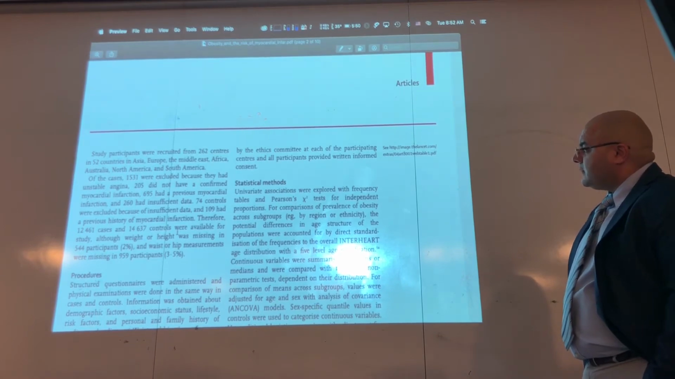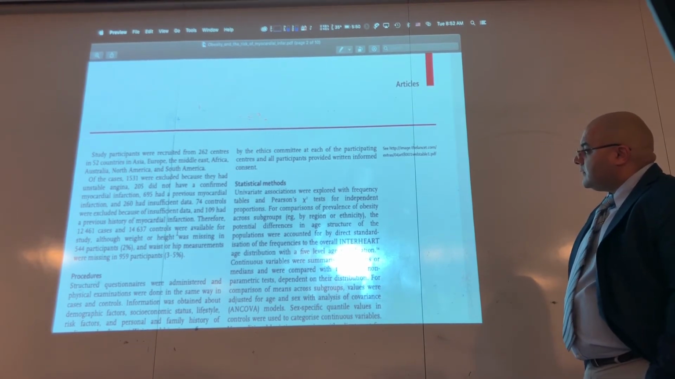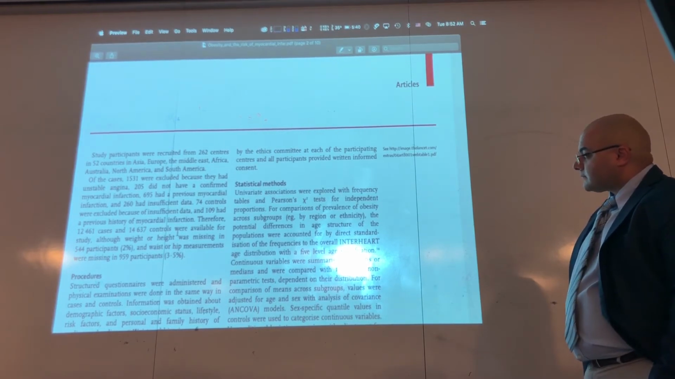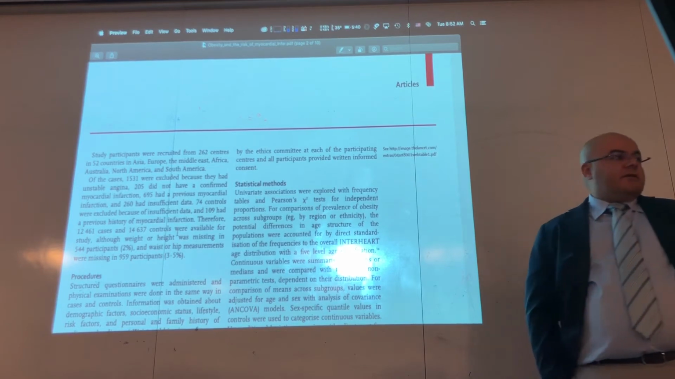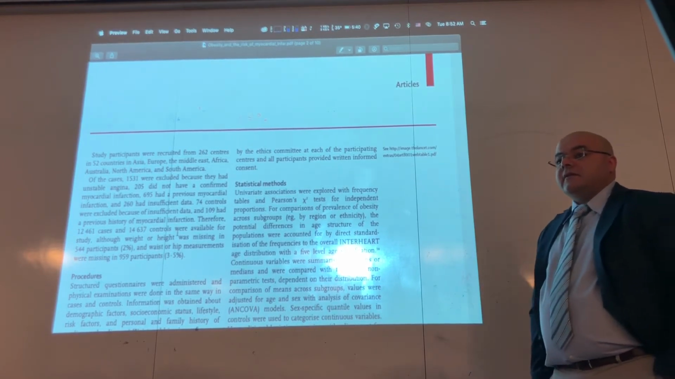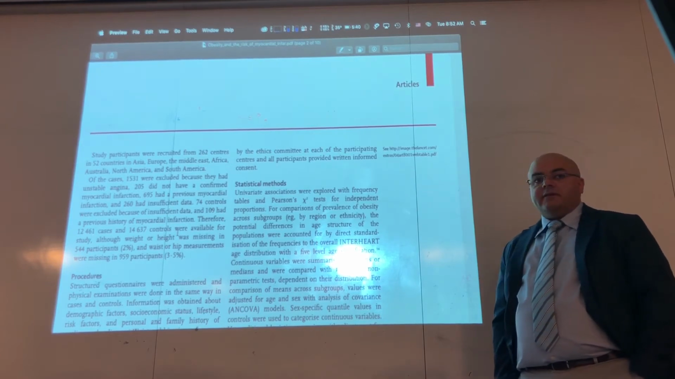1,551 were excluded, because they had a stable energy. 205 because they did not have a confirmed partial interaction. 695 previous, at once. Insufficient data. You can see here the reasons for inclusion and exclusion.